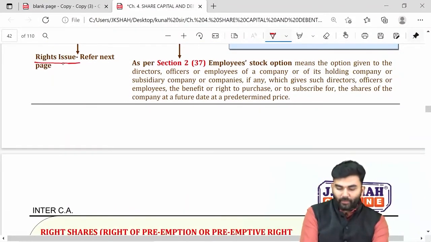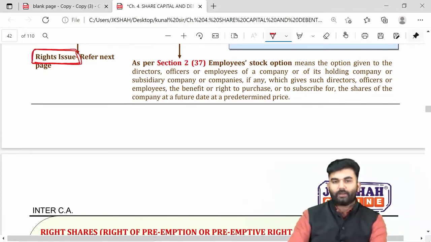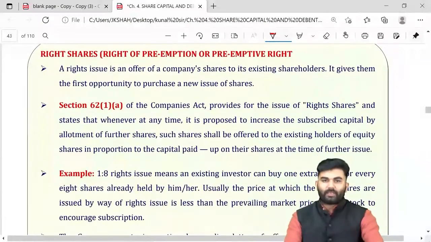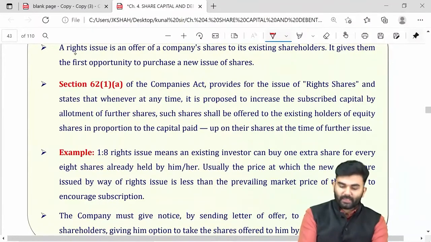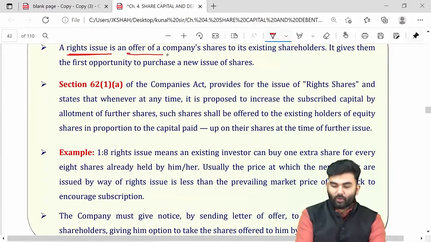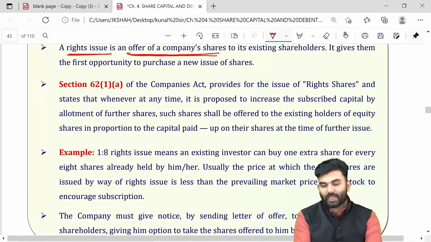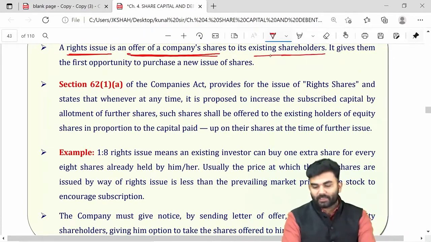Our main point of revision is the rights issue. What is a rights issue? The lawmaker says a rights issue is an offer of a company's shares to its existing shareholders.